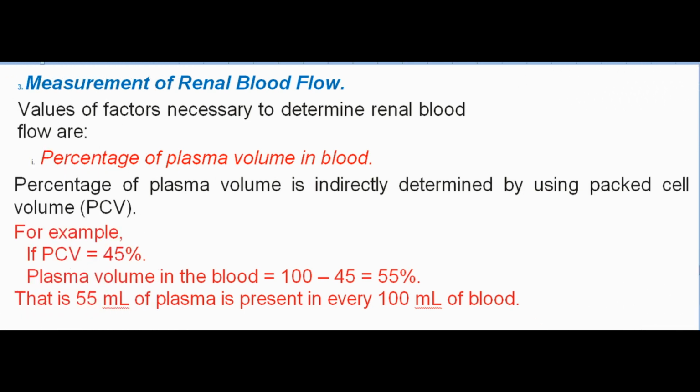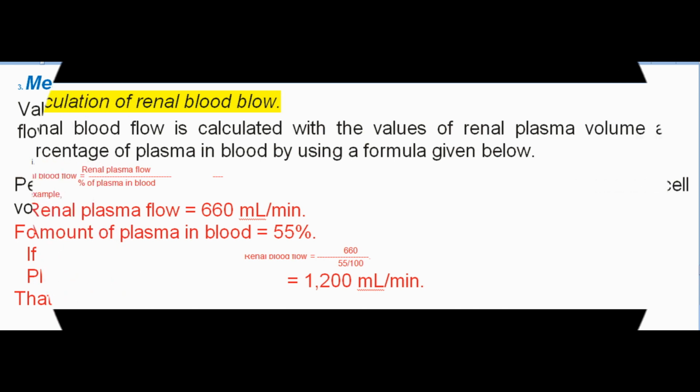Measurement of renal blood flow. Values of factors necessary to determine renal blood flow are: percentage of plasma volume in blood. Percentage of plasma volume is indirectly determined by using packed cell volume, PCV. For example, if PCV equals 45%, plasma volume in the blood equals 100 minus 45 equals 55%. That is 55 ml of plasma is present in every 100 ml of blood.